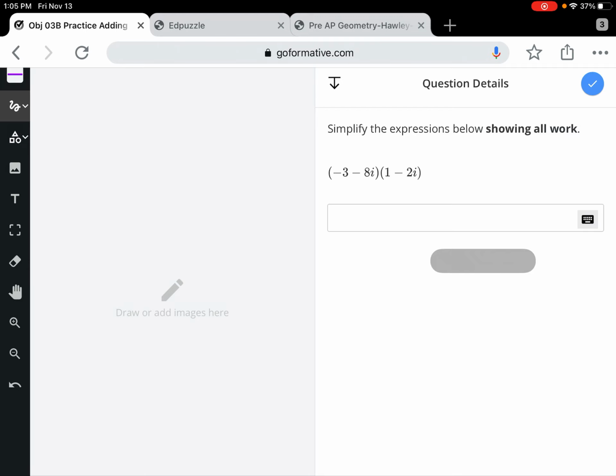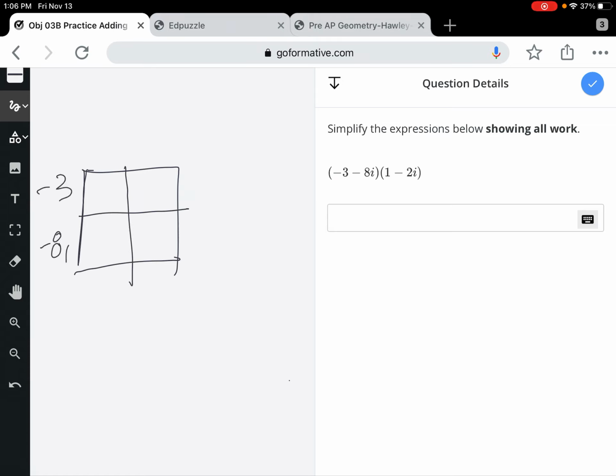Number 6. Box again. We have quite a few of these because this is the thing that you need to practice the most. So, I have my box here. Negative 3 minus 8i, 1 minus 2i. Negative 3 times 1 is negative 3. Negative 3 times negative 2 is positive 6, and I have an i. Negative 8 times 1 is negative 8, and I have my i. Negative 8 times negative 2 is positive 16. i times i is i squared.